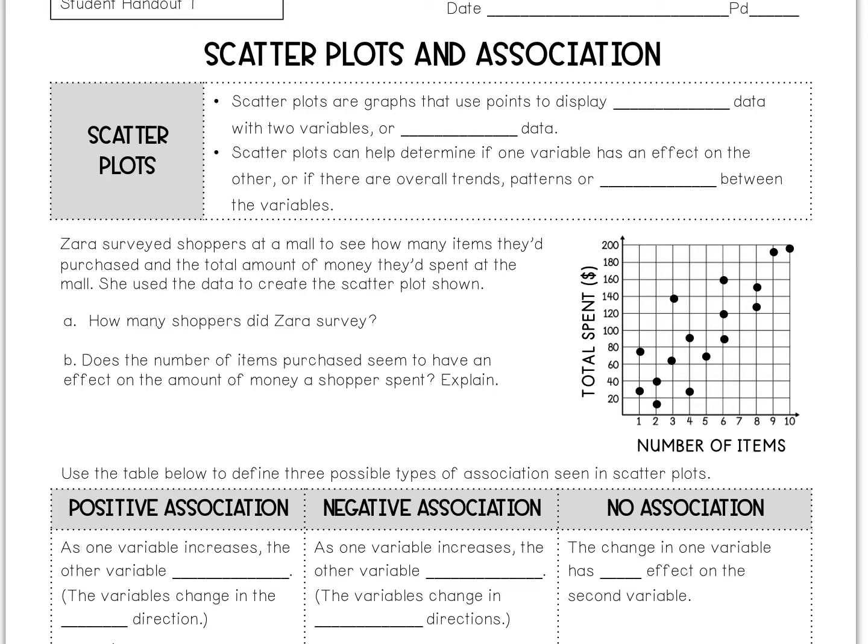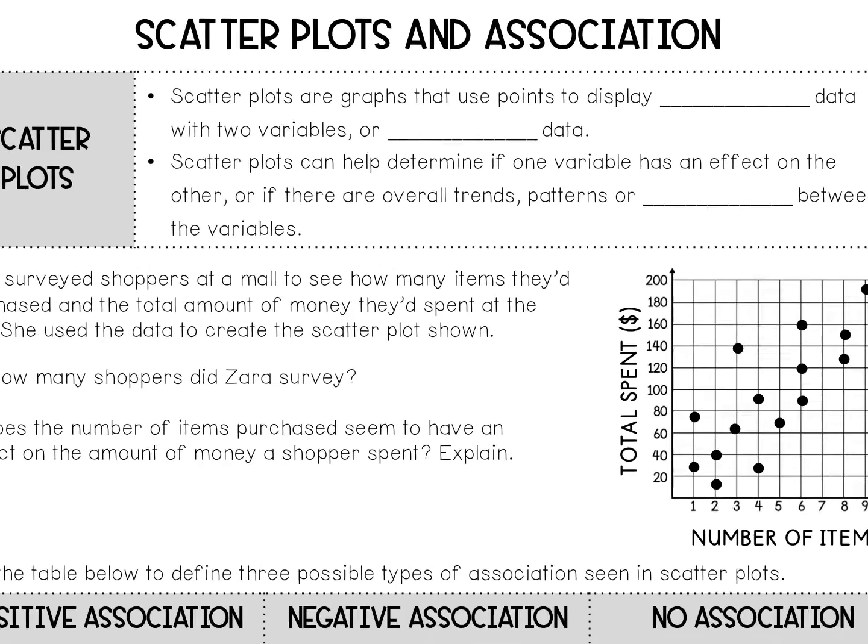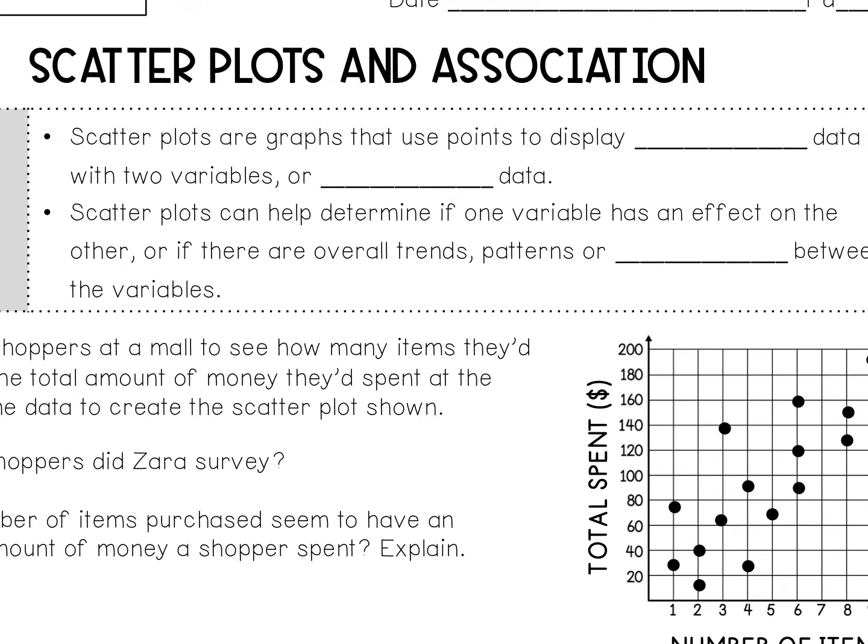So scatter plots are graphs that use points to display some kind of data with two variables. To display bivariate data. That's data with two variables. And that data needs to be numerical.